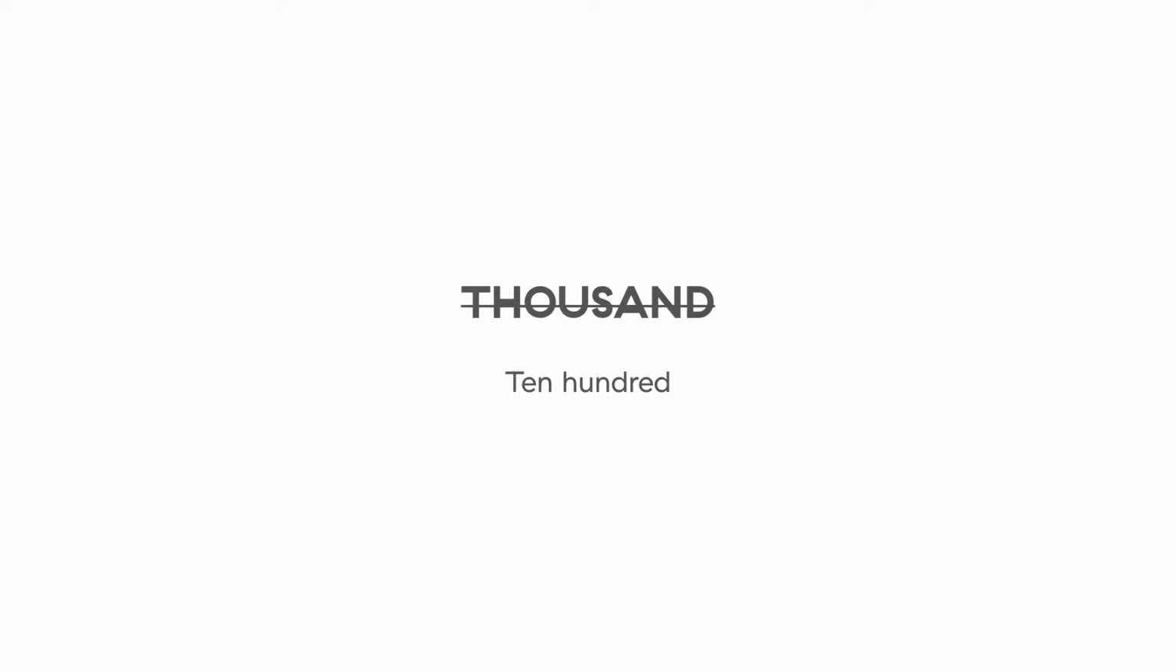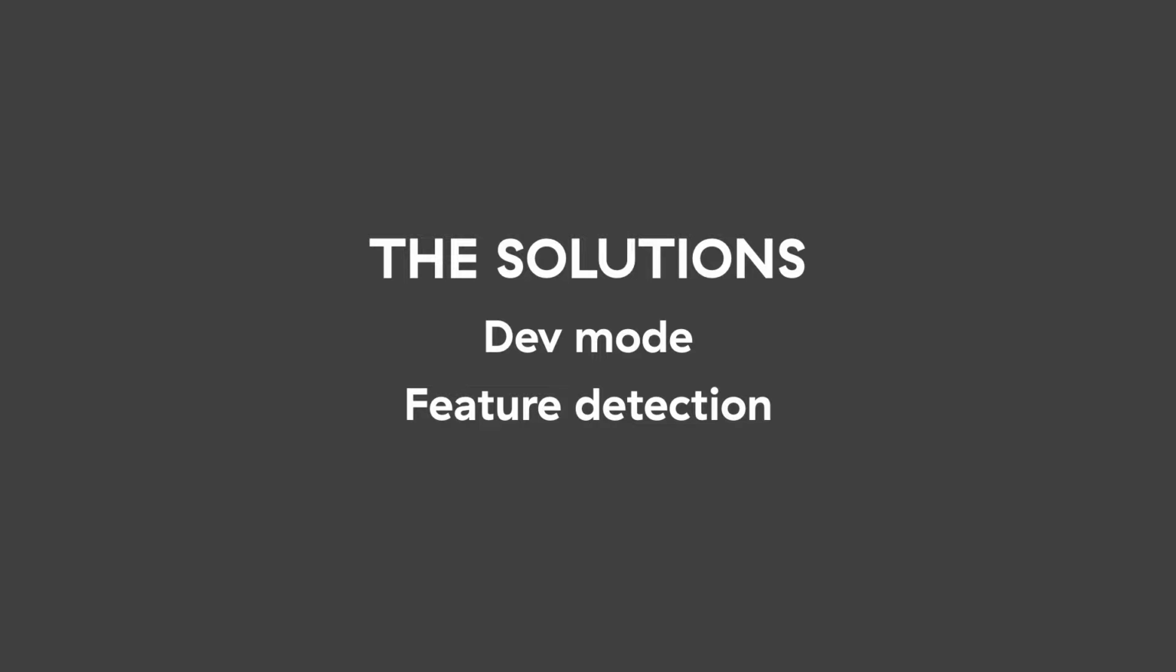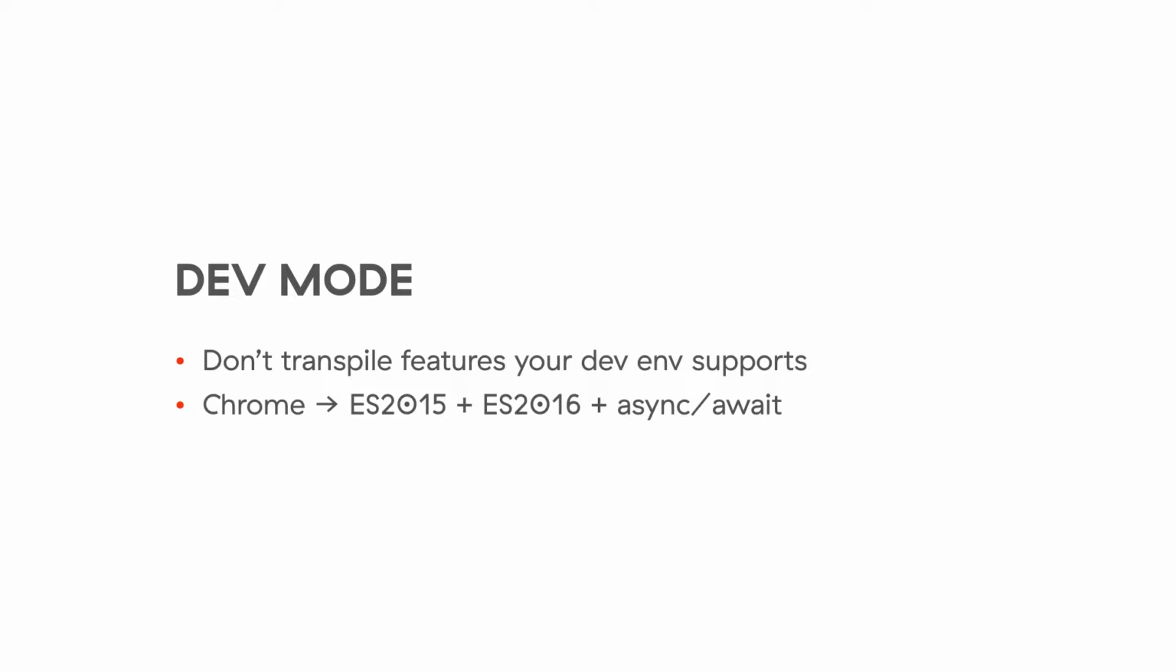So what are the solutions? Well, I have two solutions here. One can be applied during development, and another one can be applied in production. So what you can do in development, you can skip the transpilation of code that your development environment supports. So if you're using Chrome or Firefox, they support pretty much everything. So why use the resources and your time to transpile something that they understand?